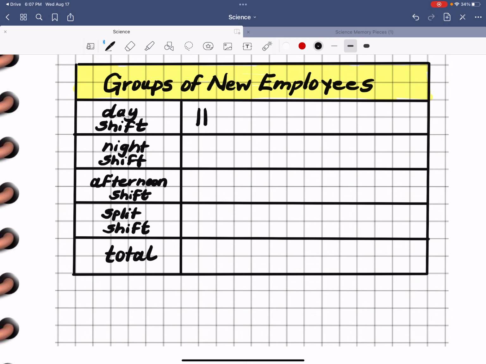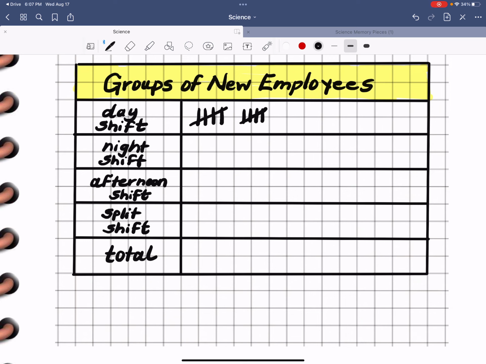1, 2, 3, 4, and you can go ahead and write those in, 4 of them. But the 5th one is going to cross diagonally. So that is a group of 5. 1, 2, 3, 4, 5. So this makes it much easier to count my tallies. I can count by 5s instead of having to count every single mark.